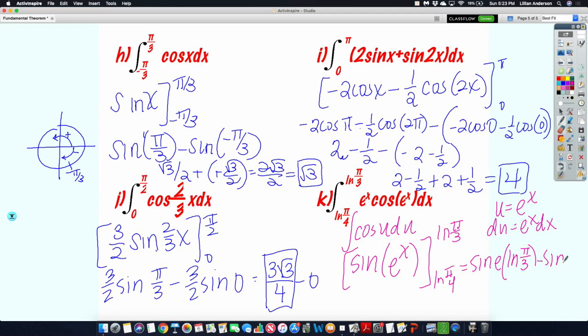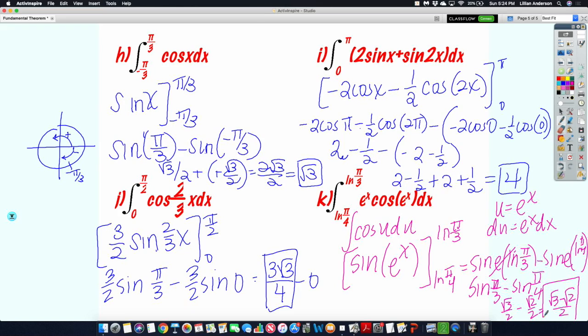minus sine e to the ln pi over 4. Of course, we know that e and ln cancel out, so this is really sine of pi over 3 minus the sine of pi over 4. The sine of pi over 3, as we know, is the square root of 3 over 2. The sine of pi over 4 is the square root of 2 over 2. So our answer is the square root of 3 minus the square root of 2 all over 2.